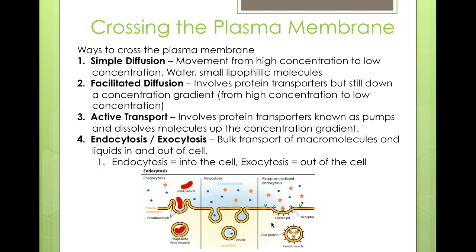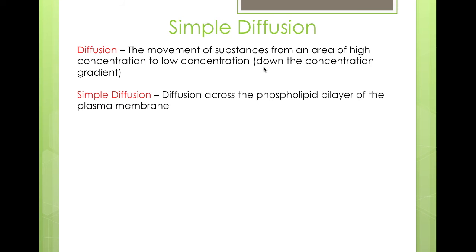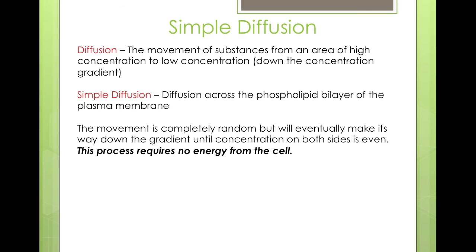Now let's go through simple diffusion. Defined as the movement of substances from an area of high concentration to low concentration, down the concentration gradient. That down the concentration gradient is important to realize. Simple diffusion is the same process but in cells. It requires no energy. It's completely random, but it eventually makes its way down.